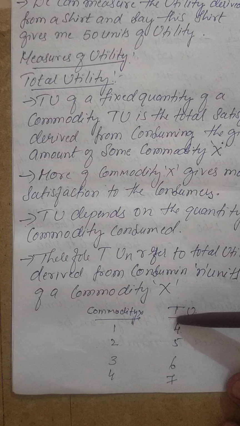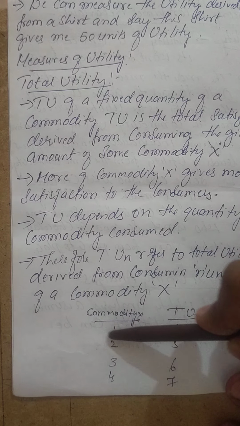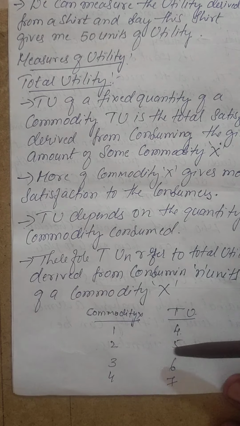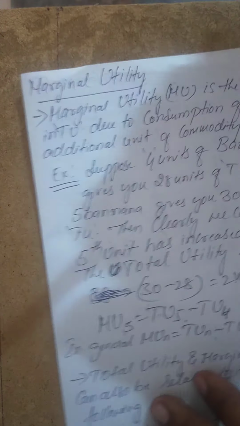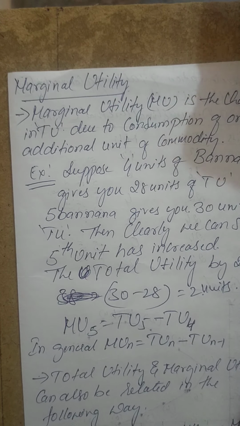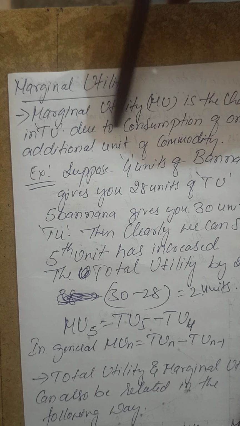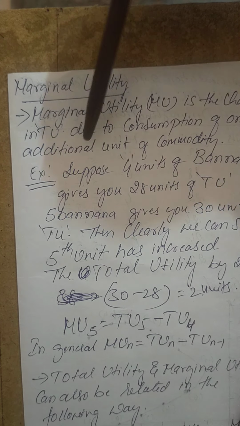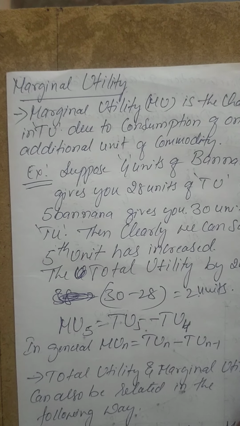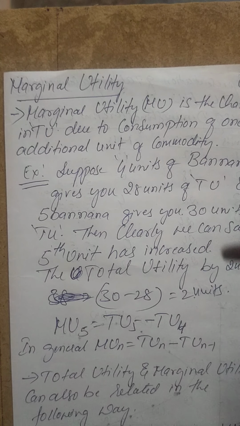Its change means total utility change, and total commodity change gives rise to marginal utility, which exactly says that marginal utility is the change in total utility due to consumption of one additional unit. So every single additional unit that he consumes is called marginal utility. Hope this definition is clear. Based on that, you have an example also.